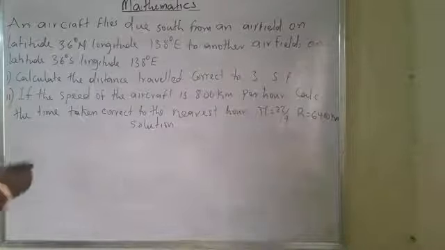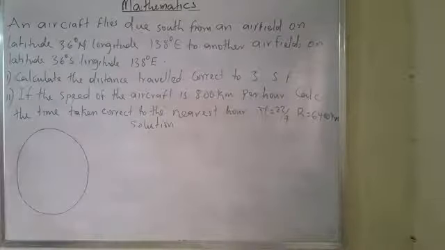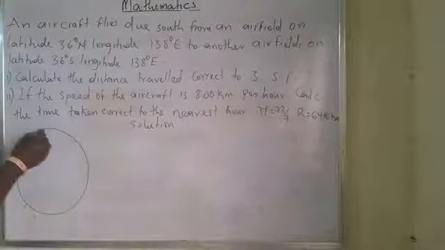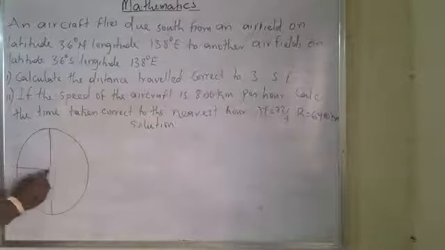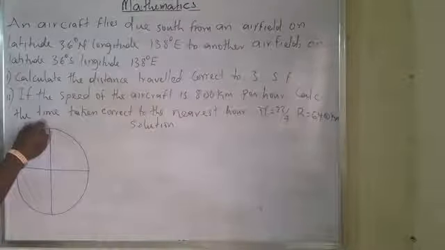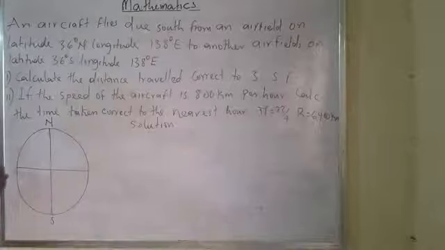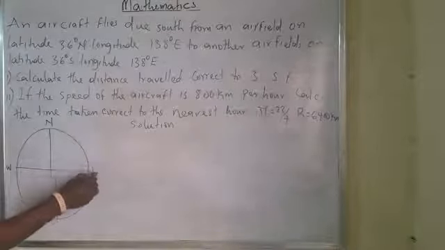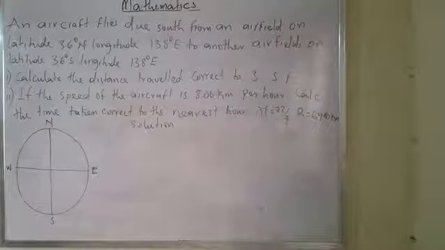How do I go about it? I will go like this. It's very good to sketch. You'll be able to know what you are doing. This is going to be north, this is going to be south, this will be west, and this will be east. Take note of that, and don't forget your equator is around there. But I don't need that for now.